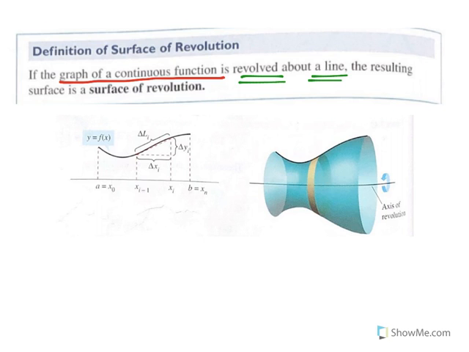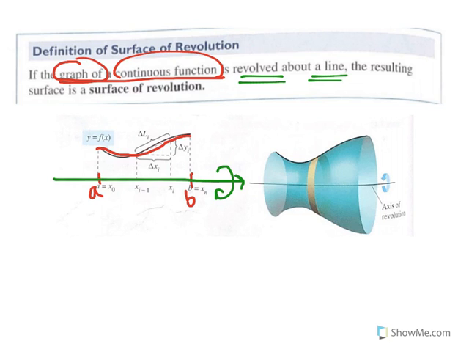So let's look at a figure for this. What do you begin with? You begin with the graph of a continuous function. So here is the graph of a continuous function on the interval from x equals a to x equals b. What do we do with this graph? We revolve it about an axis of revolution. In our figure, the axis of revolution is the x-axis. So we revolve it about our axis of revolution, and what results is a surface of revolution, as you see here.